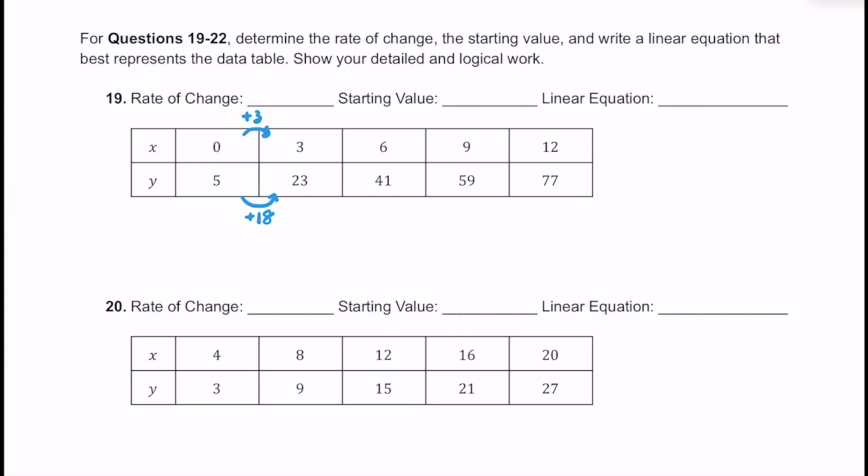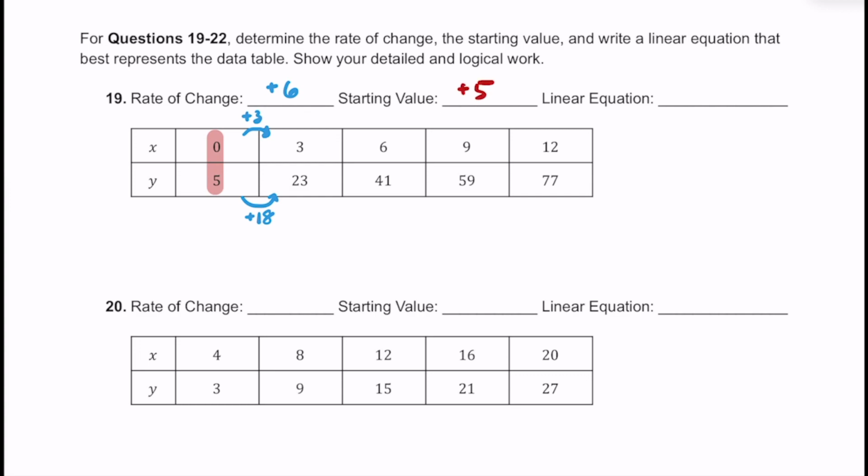So if we go ahead and say positive 18 divided by positive 3, that's going to be positive 6. So that's going to be our positive rate of change for this particular problem. All right. Now for the starting value, that one is going to be a little bit nicer if we can find the value of 0. So if we know that where x is 0, then the y value, that's always going to be our starting value. So in this case, it's going to be a positive 5.